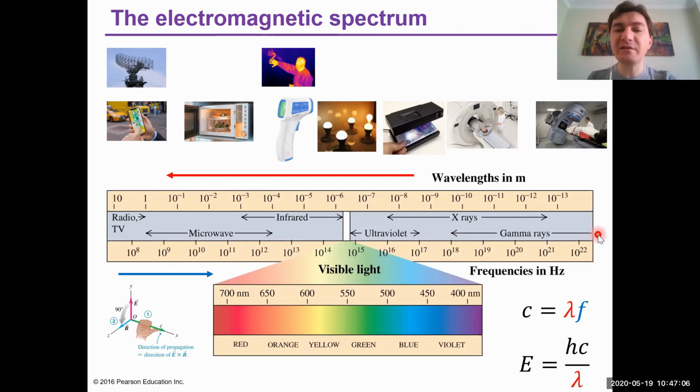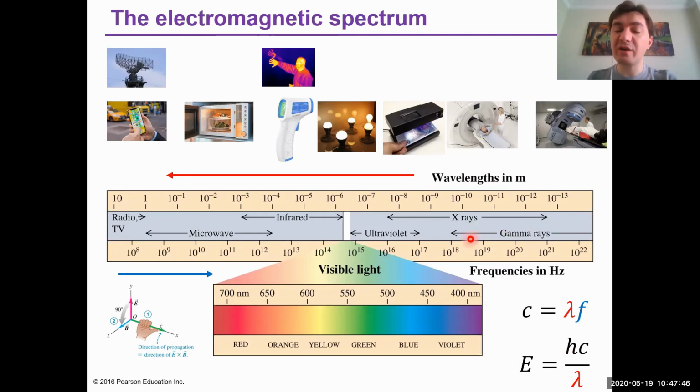We have another relation between wavelength and energy. This is the energy, this is Planck's constant, this is velocity of light, and this is the wavelength. If you increase the wavelength, energy goes down. If you decrease the wavelength, then energy increases. So look at that one. From radio waves to the gamma radiation or X-rays, we decrease the wavelength. Since the wavelength decreases, energy increases.